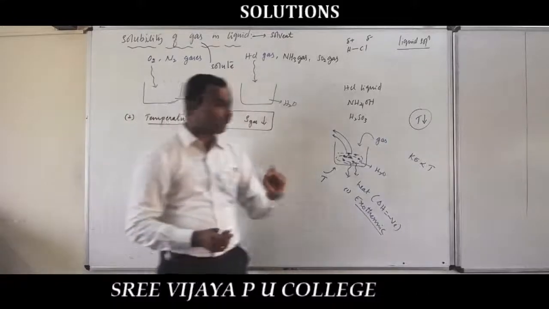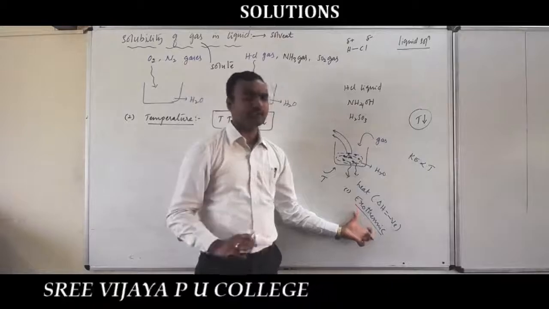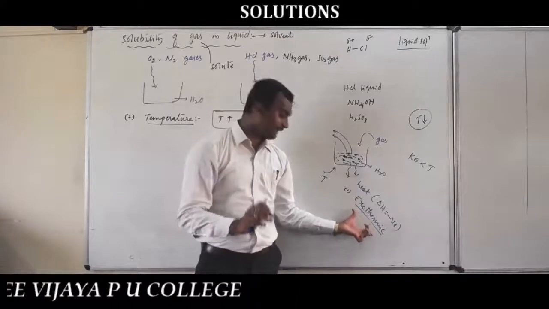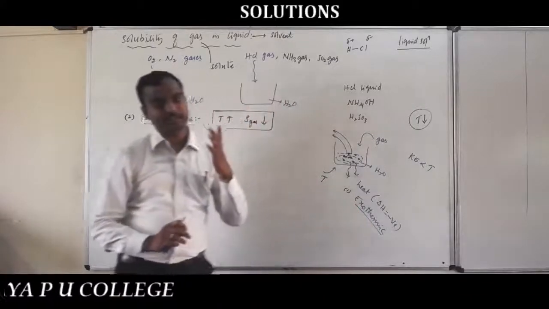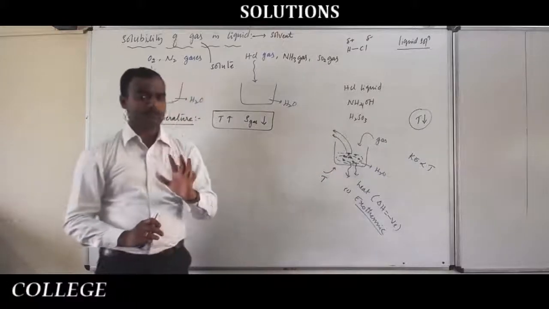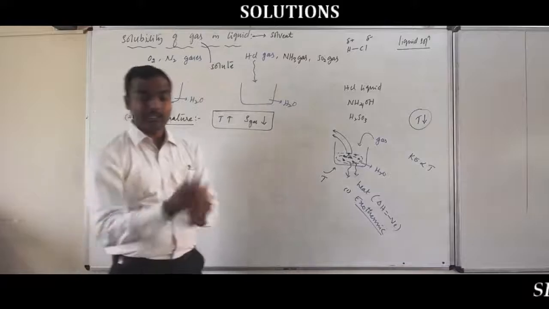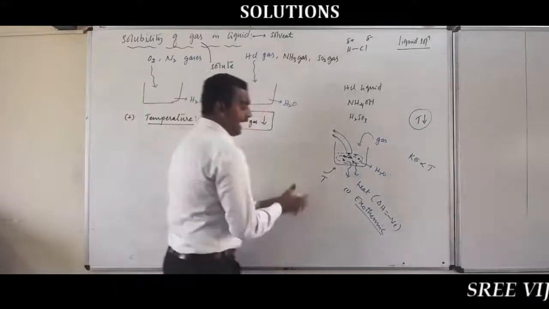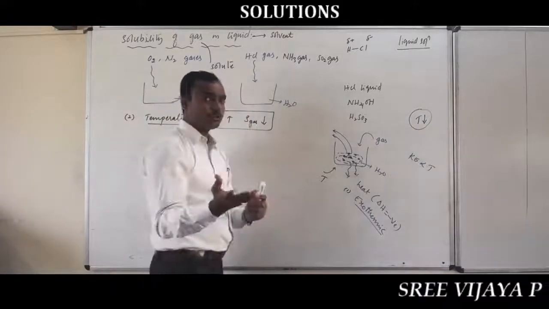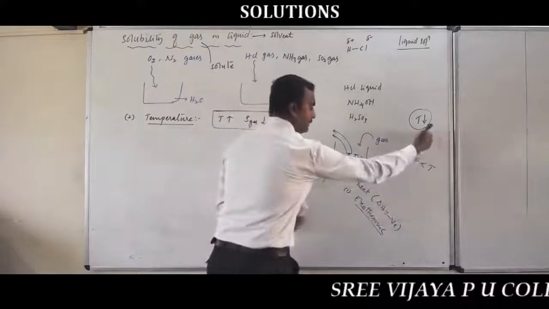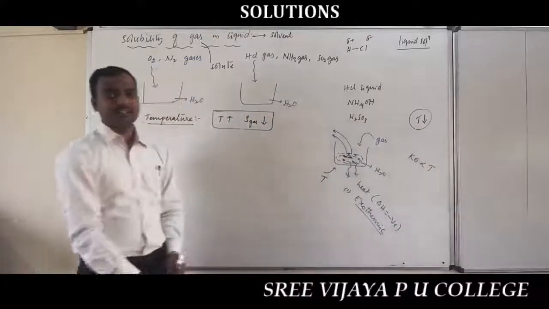So one important factor is that the solubility of gas in liquid is exothermic. Therefore, according to Le Chatelier's principle, we have to maintain low temperature. But when we increase the temperature, automatically the solubility of gas decreases. And one more factor: as the temperature increases, according to our kinetic theory of gases, the kinetic energy of the gas molecules increases with increasing temperature.